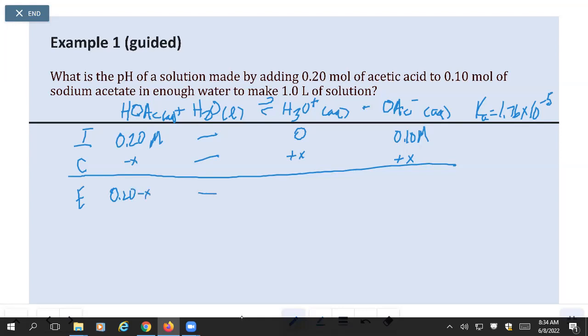So at equilibrium, this is what we have. 0.2 minus X for the acetic acid, X for the hydronium, 0.1 plus X for the acetate. Our Ka value, 1.76 times 10 to the negative fifth, would be equal to X times 0.10 plus X over 0.20 minus X.